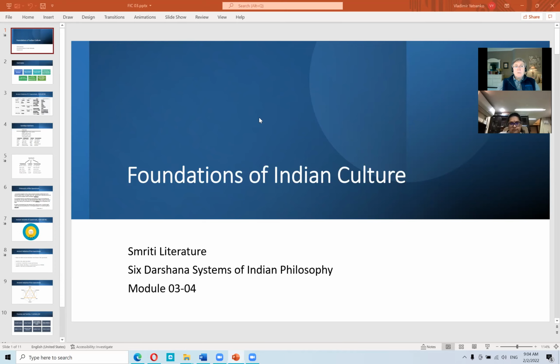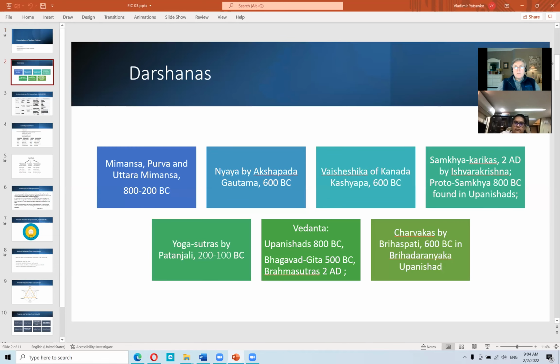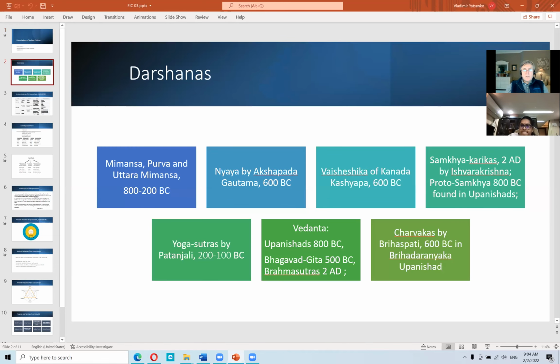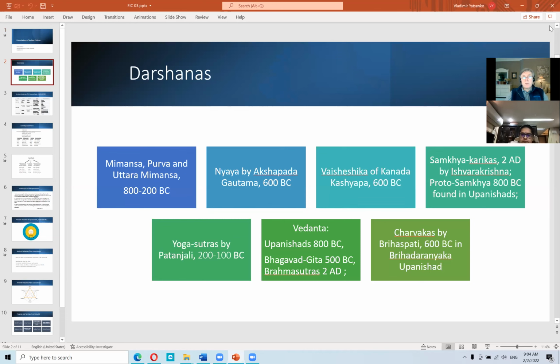So we went through the Shruti, basic literature, and now Smriti. And Smriti literature, already I mentioned, there are 6 darshanas. Sometimes Nyaya and Vaisheshika mentioned together, 2 Purva and Uttara Mimamsa mentioned together, Sankhya and Yoga even mentioned together, and Vedanta and Charvaka mentioned separately, of course. So we spoke about these briefly. We can't speak about them in detail.